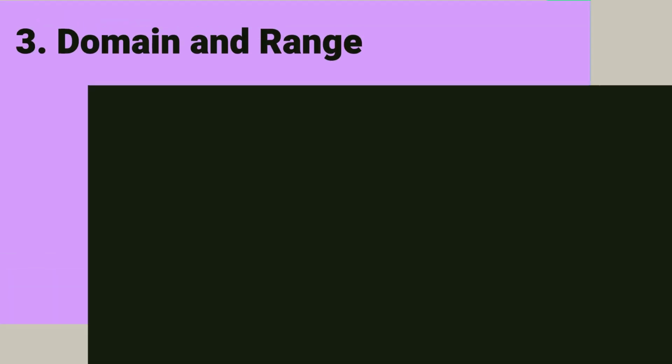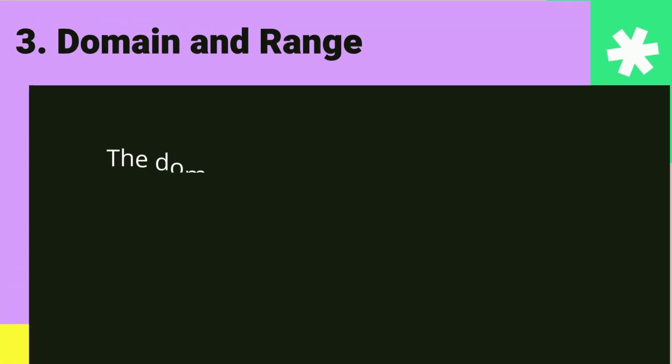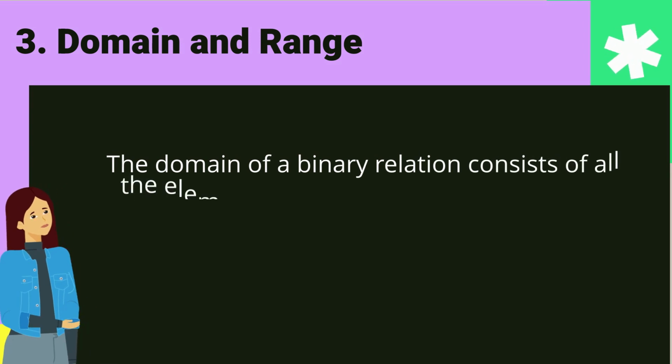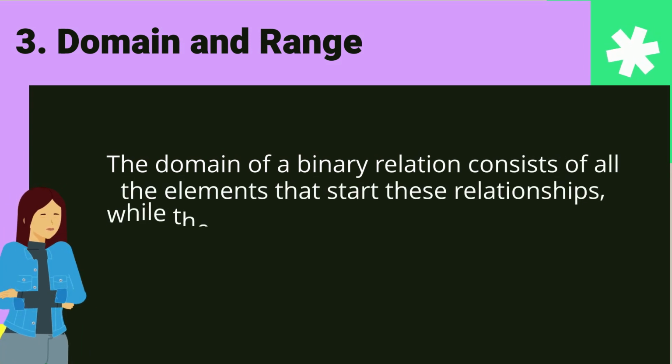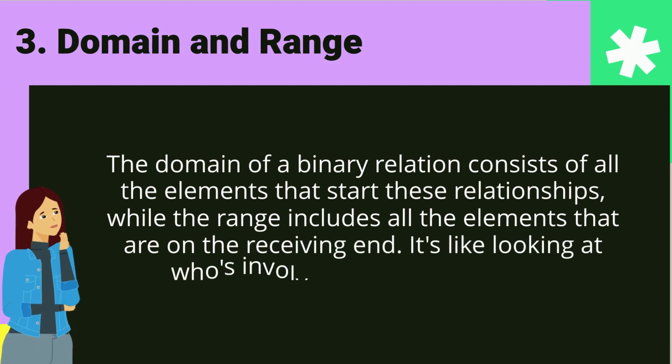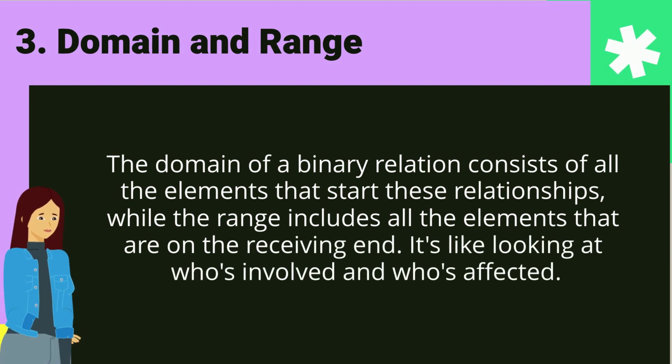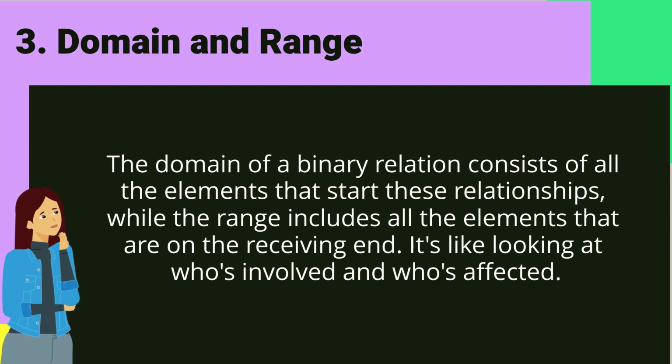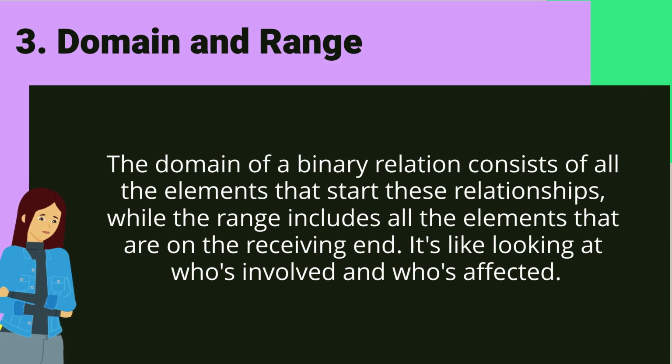Number 3. Domain and range. The domain of a binary relation consists of all the elements that start the relationship, while the range includes all the elements that are on the receiving end. It's like looking at who is involved and who is affected.